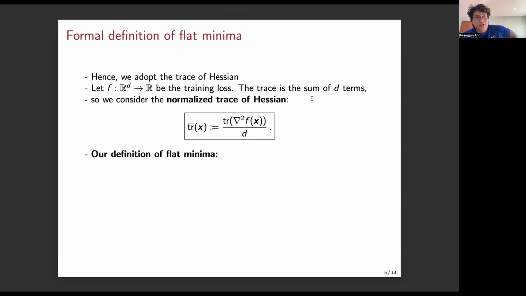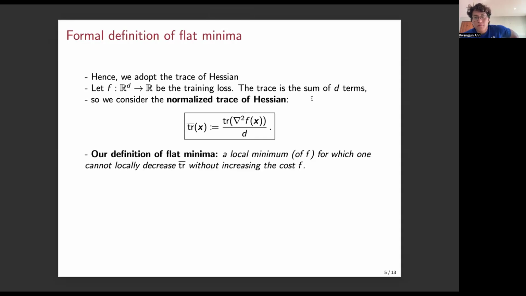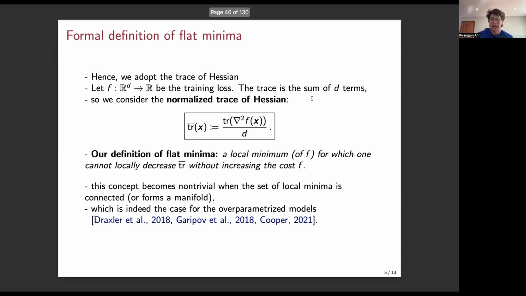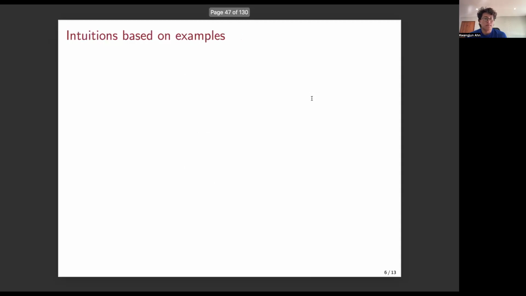And given this, our definition of flat minima, intuitively or in words, is a local minimum of the training loss for which one cannot locally decrease this normalized trace value without increasing the training loss. So this concept becomes non-trivial when the set of local minima is connected, which is the case for over-parameterized models. And let me illustrate this through some examples.